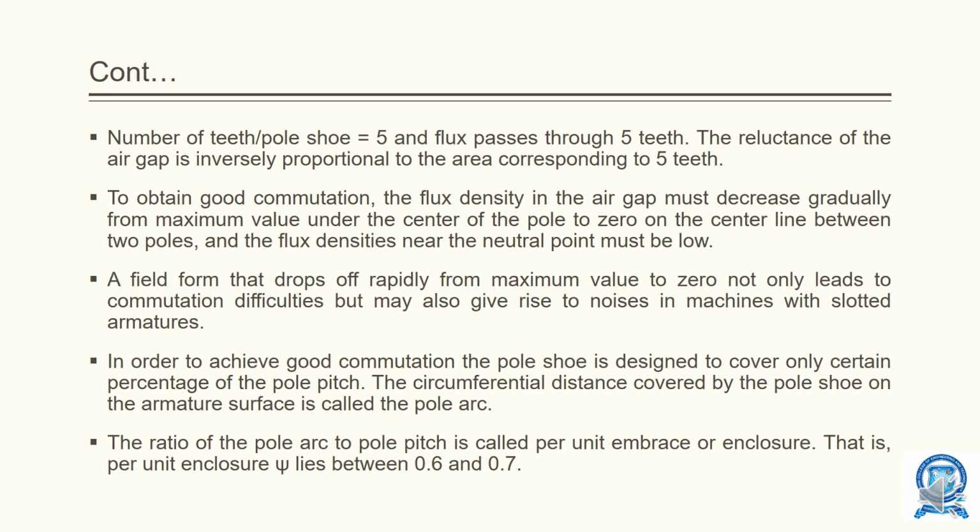To obtain good commutation, the flux density in the air gap must decrease gradually from the maximum value under the center of the pole to 0 on the center line between two poles, and flux density near the neutral point must be low. A field form that drops off rapidly from maximum value to 0 not only leads to commutation difficulties but may also give rise to noise in a machine with slotted armature. In order to achieve good commutation, the pole shoe is designed to cover only a certain percentage of the pole pitch. The circumferential distance covered by the pole shoe on the armature surface is called the pole arc. The ratio of pole arc to pole pitch is called per unit enclosure, that is, per unit enclosure psi lies between 0.6 to 0.7 for DC machine.